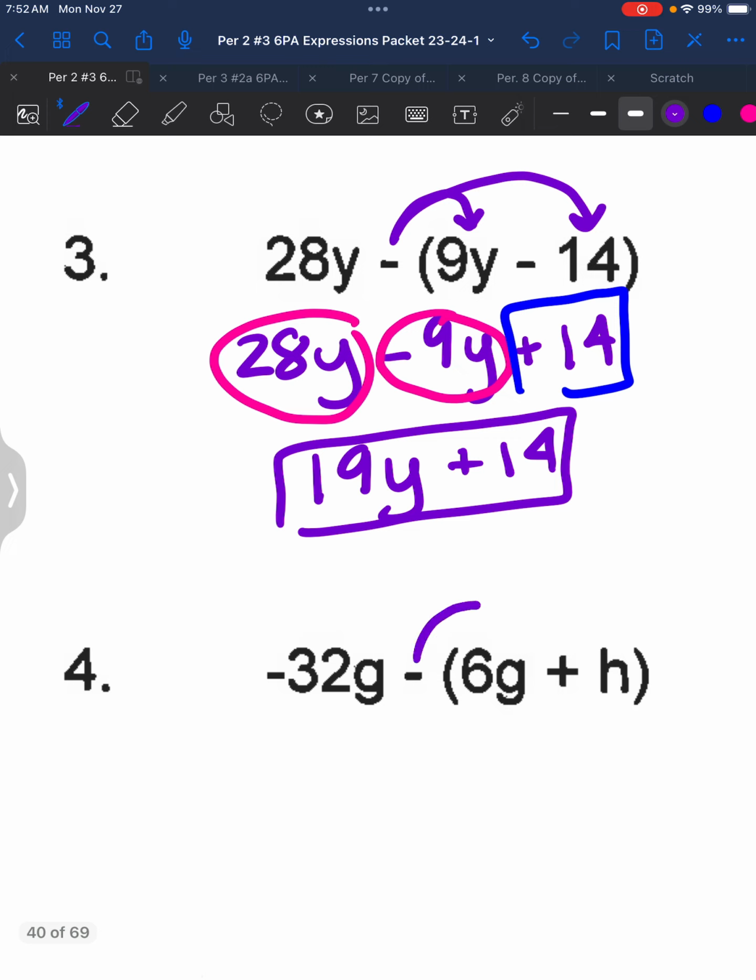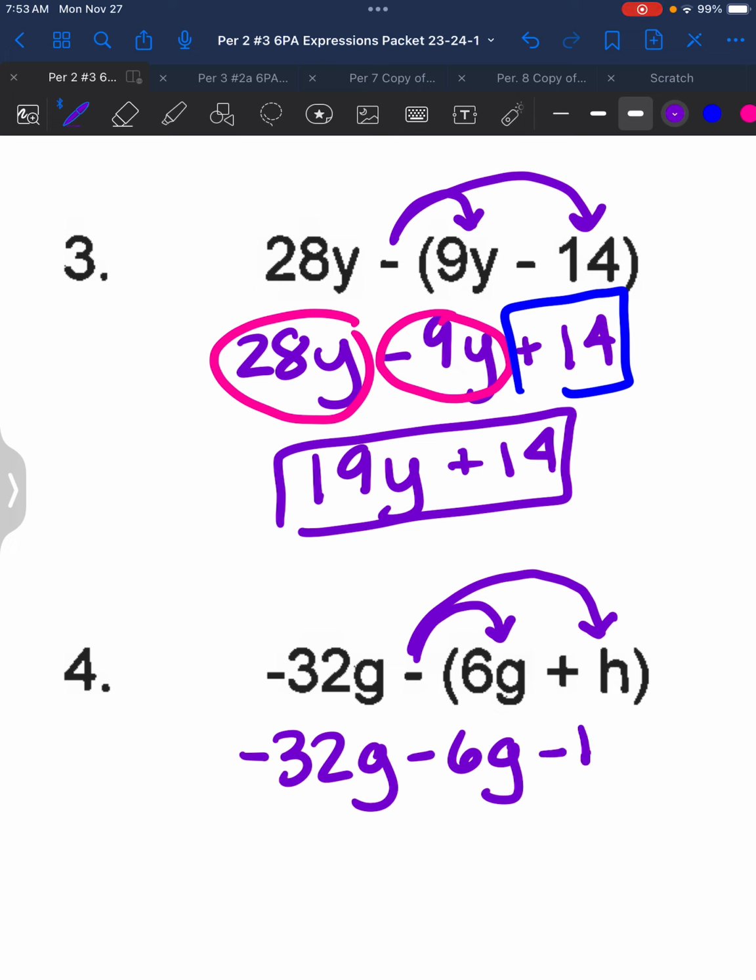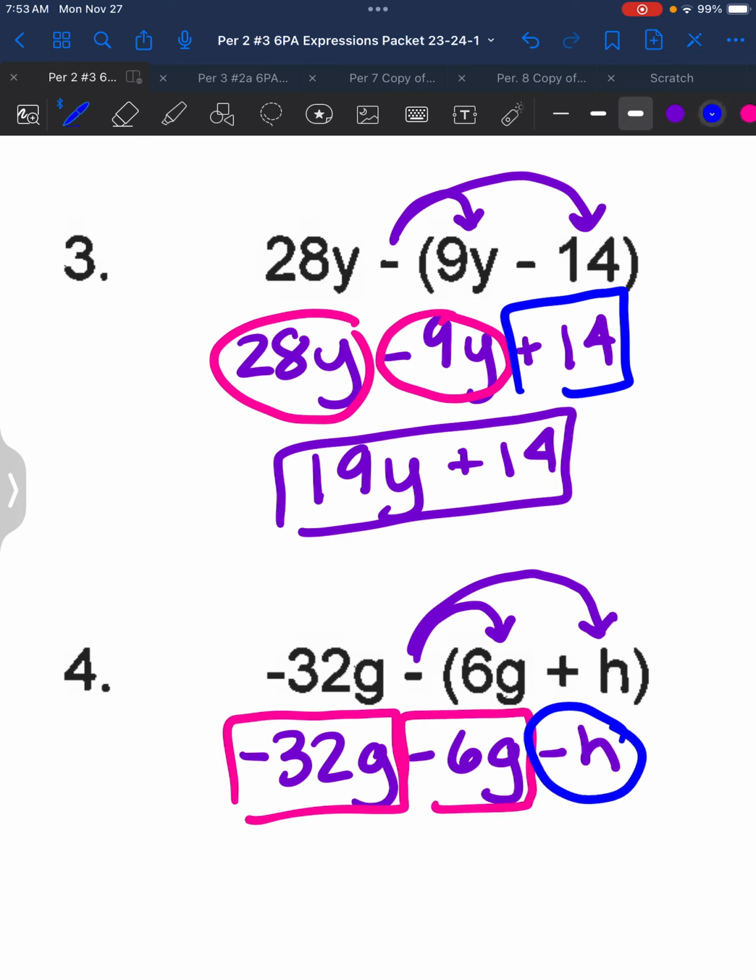Problem 4 is going to work the same way. I can see I finally have more than one variable in here though. -32g, now take the opposite, -6g, and -h. All right, so let's see. These guys are like terms, and h is its own thing. I need my final answer to be in alphabetical order. G comes before h in the alphabet. So I have a -32 and a -6. That's going to give me -38g, and then just drop down the -h. And then that is my answer.